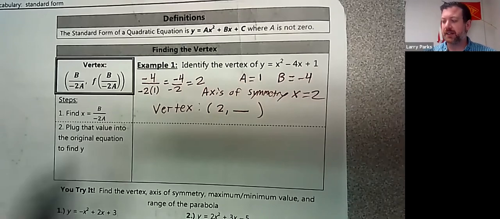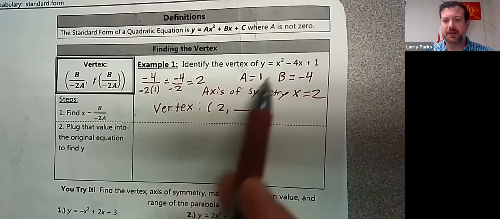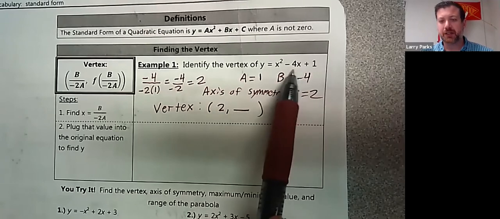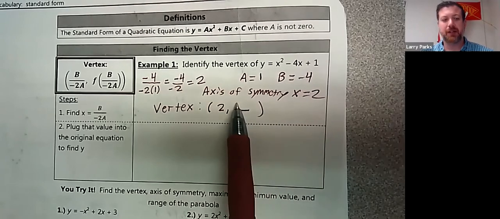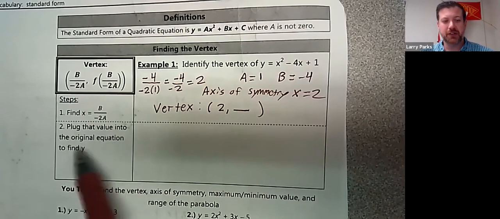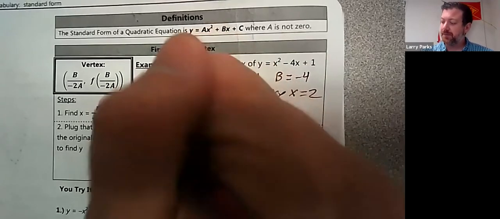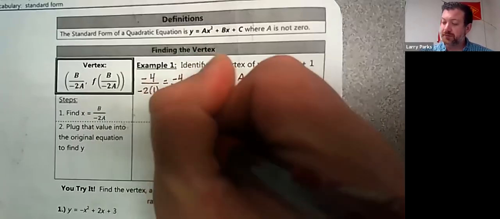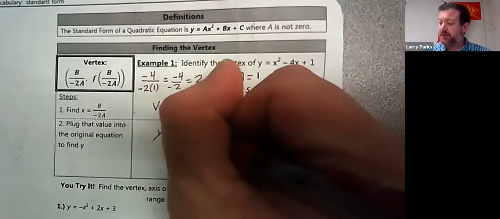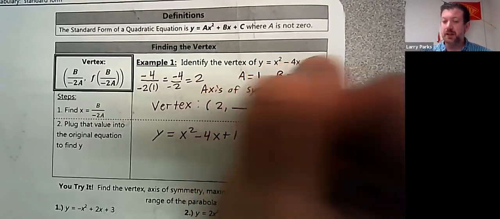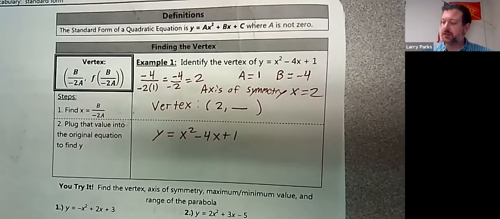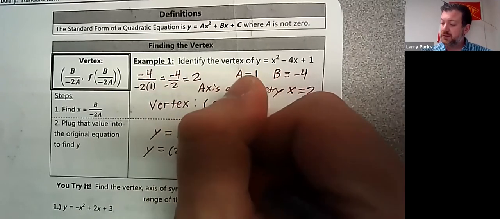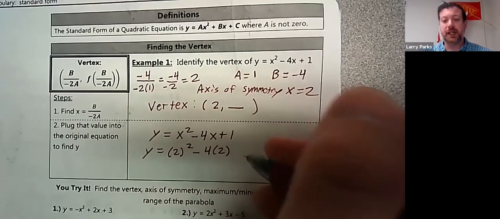So how do I find the y value when I know the x value? Well, you just plug into your function. So I'm going to take my 2, plug it in here, x squared minus 4x plus 1, and that'll tell me the y value. So plug that value into the original equation to find y. Okay? So I write down my equation. y is x squared minus 4x plus 1. But now I know that x is 2. And I plug 2 in everywhere for x.